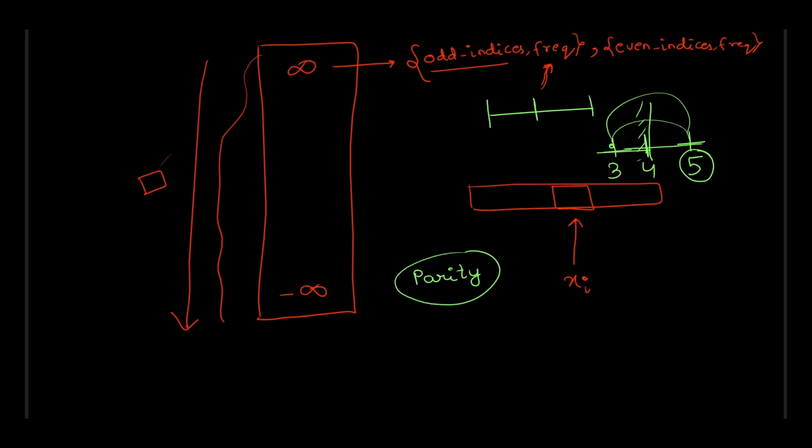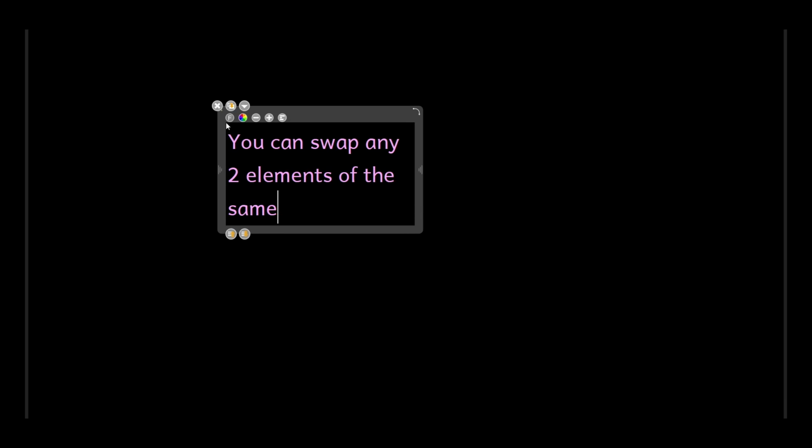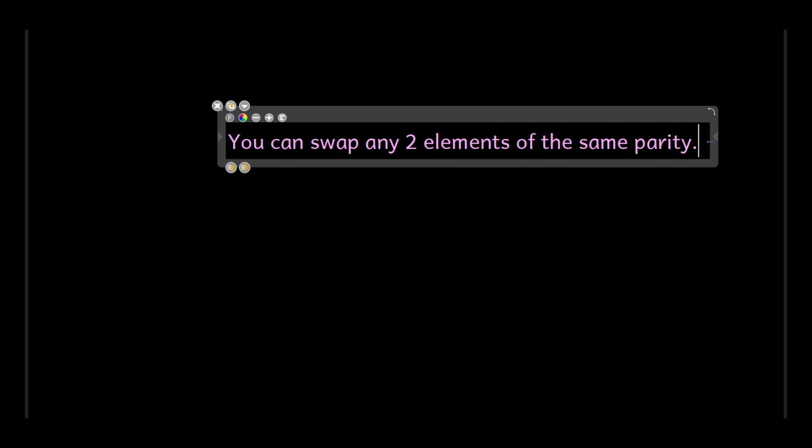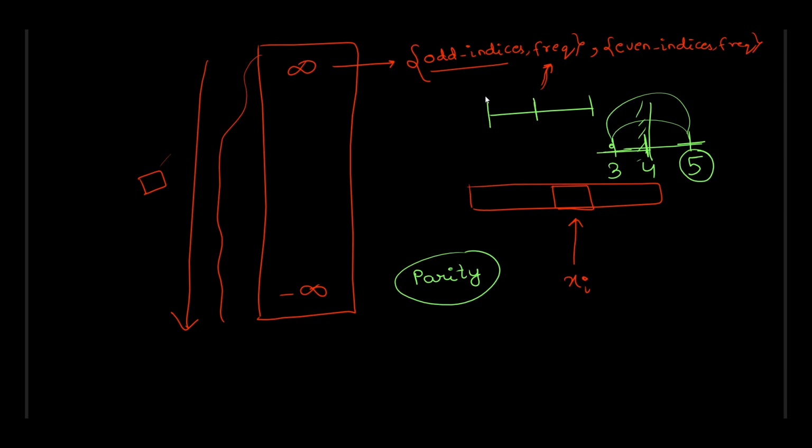So let's write it down so that we don't forget. One crucial observation is that you can swap any two elements of the same parity. So if you can only swap two elements of the same parity, then in round I, you can take a greedy.